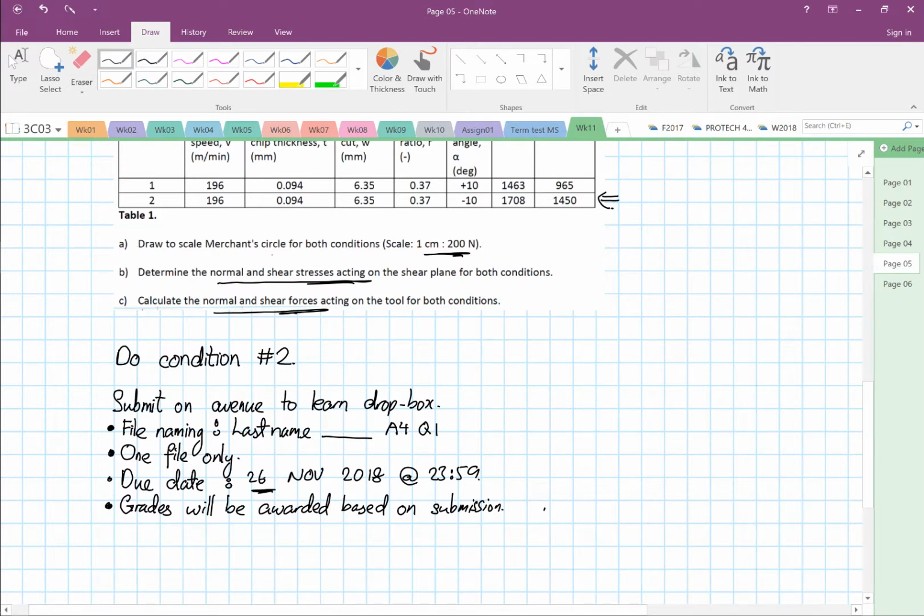Okay, so I'll come back again. Okay, we're not done yet, and we're going to do Merchant's model.